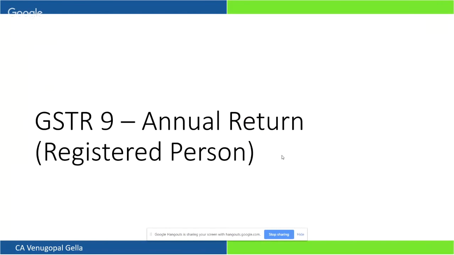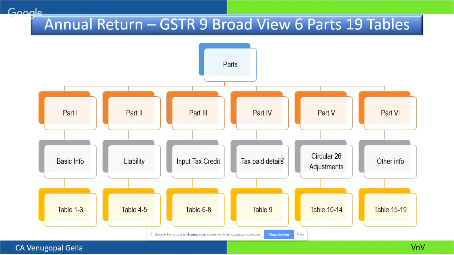So let's get an overview of what is there in the annual return. In today's session, we are going to have a complete picture of how we will be filing the annual return and what are the data that needs to be filled. Broadly, if one looks at the annual return GSTR-9, it is divided into 6 parts and 19 tables, a very beautifully drafted form. So part 1 is about the basic information of the person who is filing the annual return. Tables 1 to 3 contain the basic information about the person who is filing the annual return.